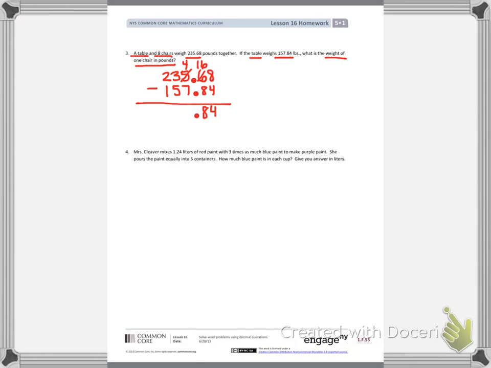We can't do 4 minus 7, so we need to borrow from the 3. And we're going to borrow 10 from the 3 and make it into a 2, and add 10 to the ones place, so it becomes a 14. 14 minus 7 is 7.